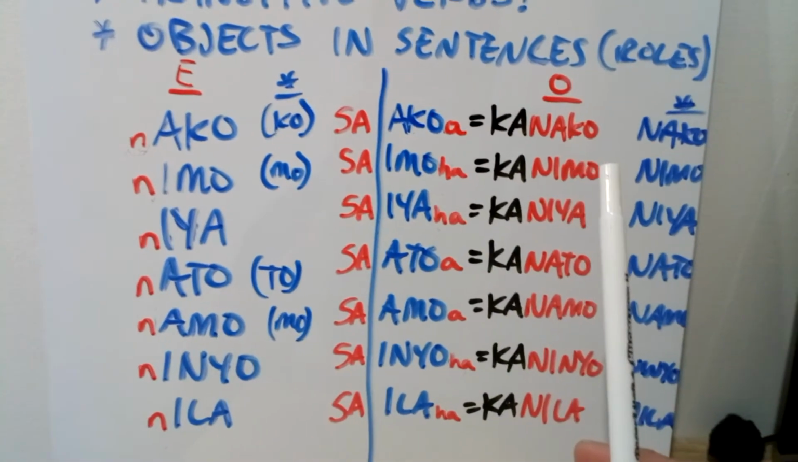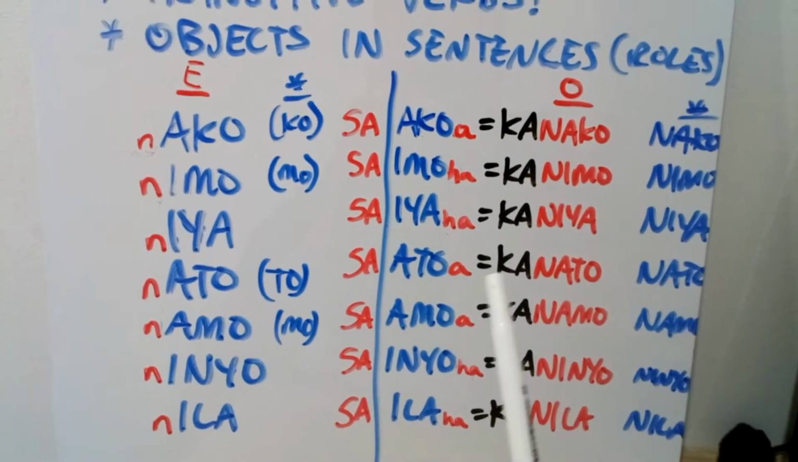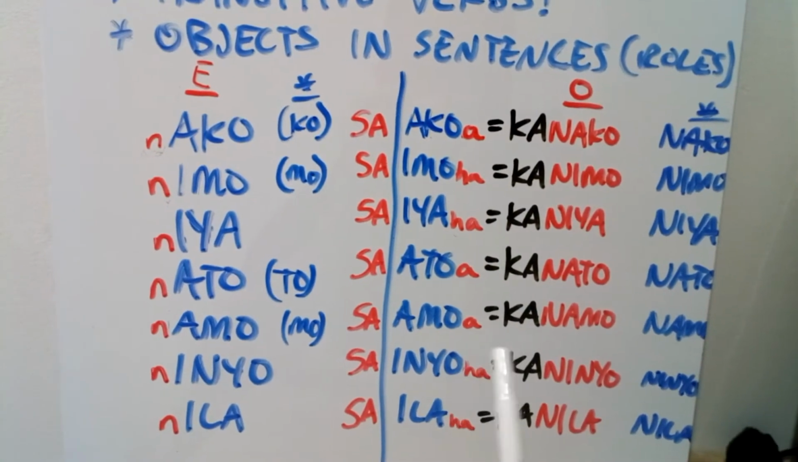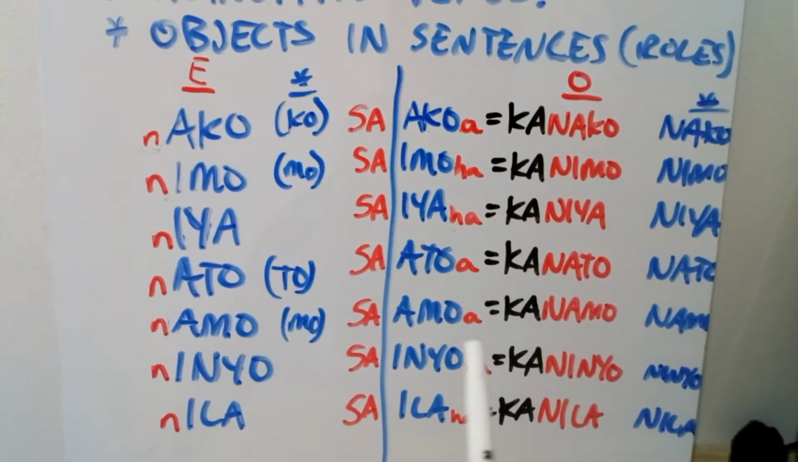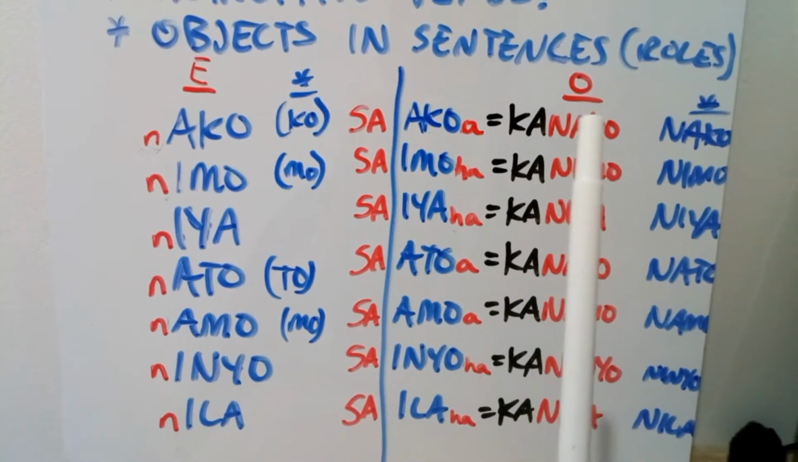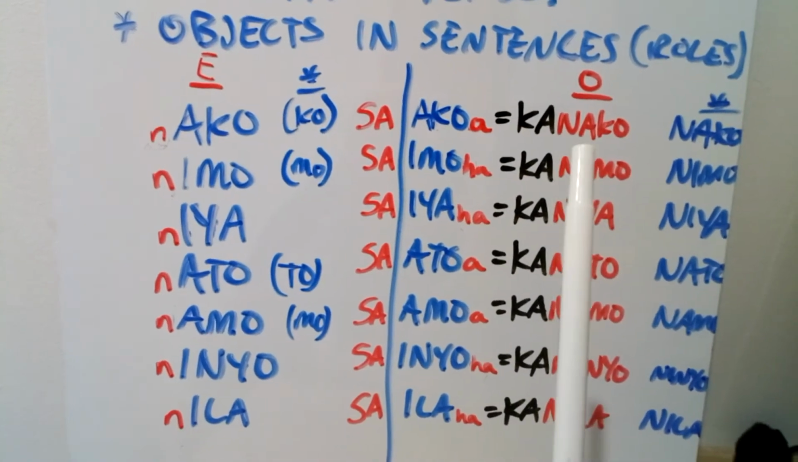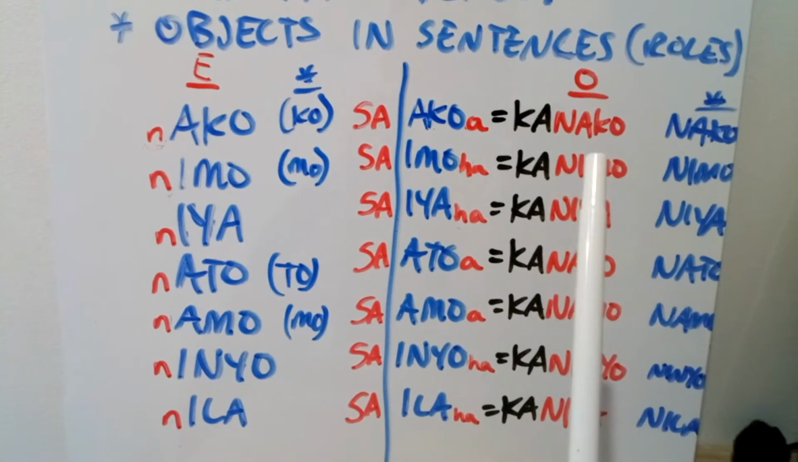In the oblique, our forms are kanako, kanimo, kaniya, kanato, kanamo, kaninyo, kanila, right? So it's pretty much the same as the ergative, but with that ka prefix in it, right? And with that ka prefix in it, it makes the whole thing oblique, right? Without the ka, we just have the ergative case, but with the ka, it changes it to the oblique case.